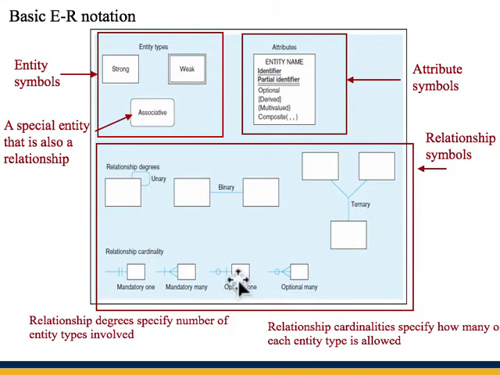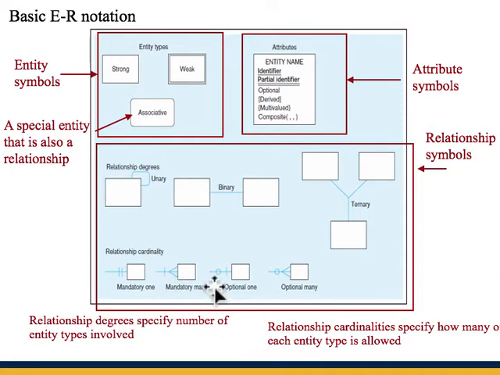And again, relationships can be binary, they can be three-way, ternary, or a unary relationship in which the entity is related to itself. Okay. Then mandatory one, when the relationship is mandatory and it's only one, it's represented by a double line. If it's many, it's represented by these three lines called a crow's foot.